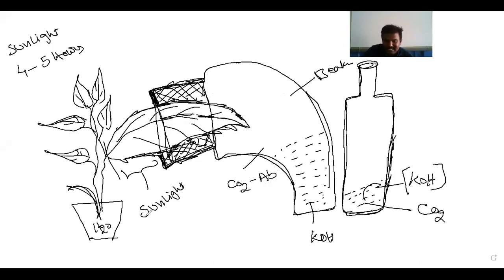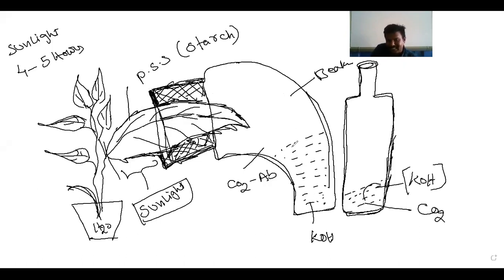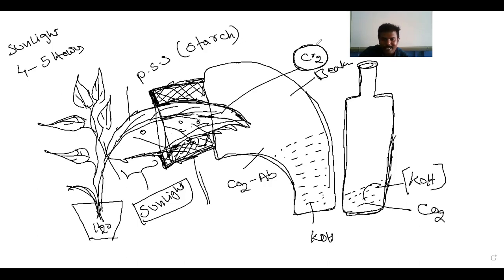The part of the leaf which is exposed to the sunlight can perform photosynthesis and prepare starch. The part of the leaf which was located inside the beaker does not absorb carbon dioxide from the environment. However, water is circulating through the plant. Chloroplast and chlorophyll are there inside the leaf. Sunlight is also falling on this beaker.